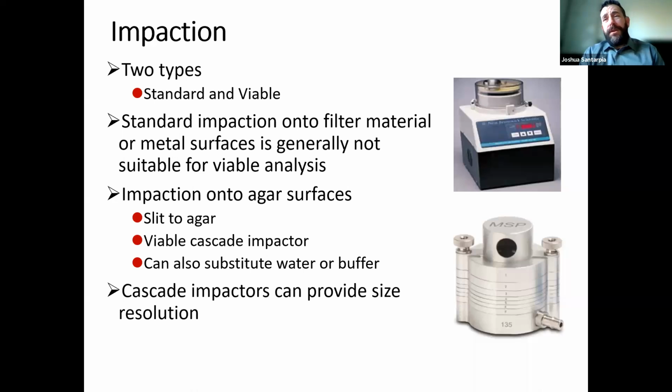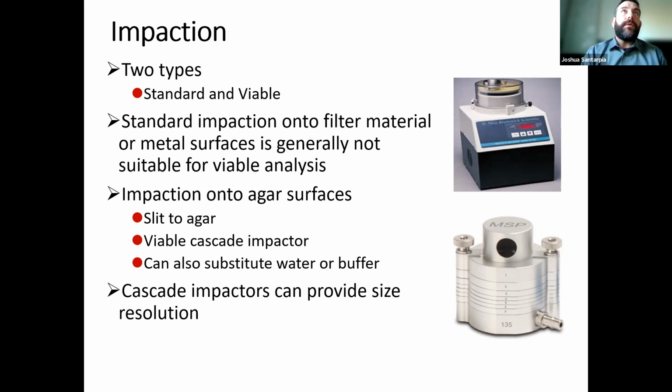Impaction. You can use a standard impactor for collecting bioaerosols. Again, if you're not trying to help the substrate a little bit, you're probably not going to wind up with a lot of viable preservation. But if you're primarily looking at downstream molecular analysis, it's not that important. You can also impact on agar surfaces, like a slit agar sampler, which is a very old technique. They have viable cascade impactors, which may have agar or water or buffer in the different stages.